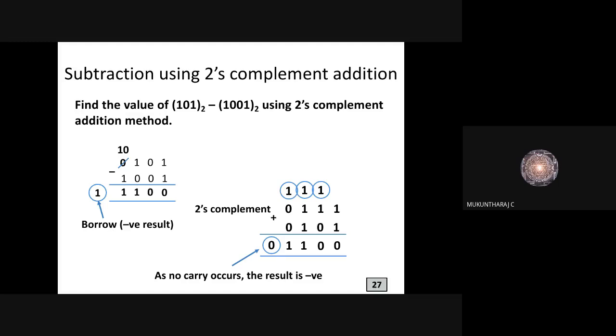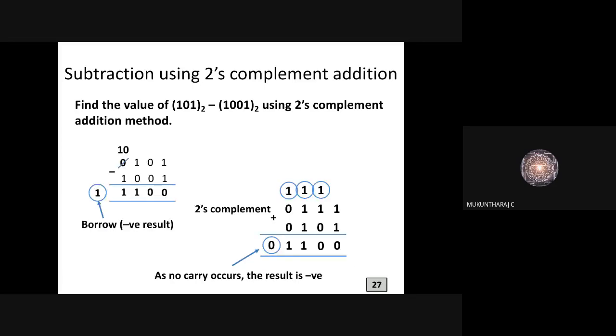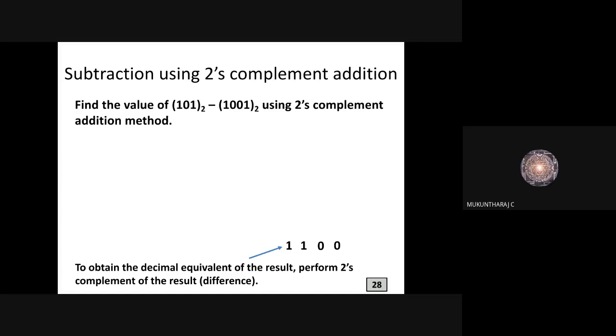எனக்கு கிடைச்சிருக்க நம்பர் 1100 ன்னு கிடைச்சிருக்கு ஃபைனலா. ஓகே, என்ன பண்ணணும்? To obtain the decimal equivalent of the result, perform 2's complement of the result. இங்க கிடைச்சிருக்க டிஃபரன்ஸ் மட்டும் தான் எடுத்துக்கிறோம். இந்த பர்டிகுலர் கேரியை நெக்லெக்ட் பண்ணிரோம். ஐ மீன் 0 தானே அது, அதை நெக்லெக்ட் பண்ணிரோம். So remaining என்ன இருக்கு? 1100.